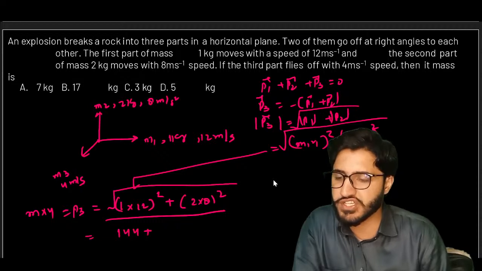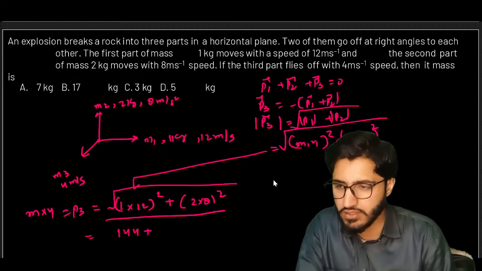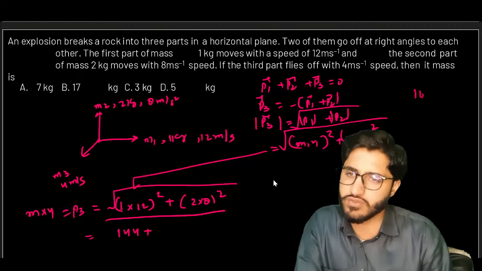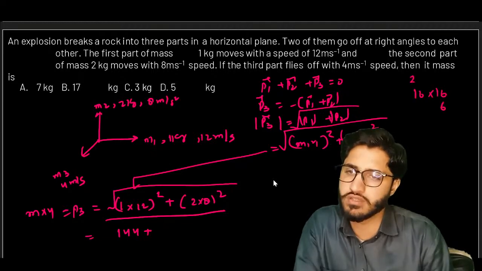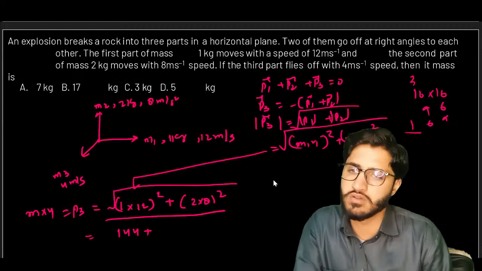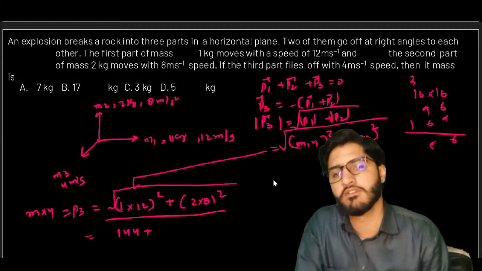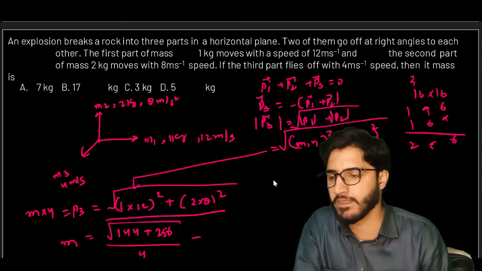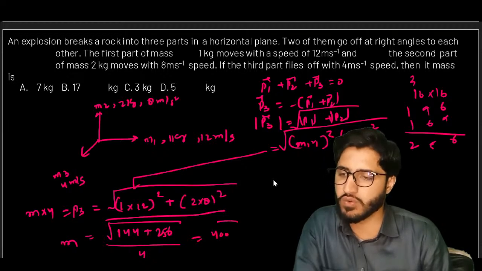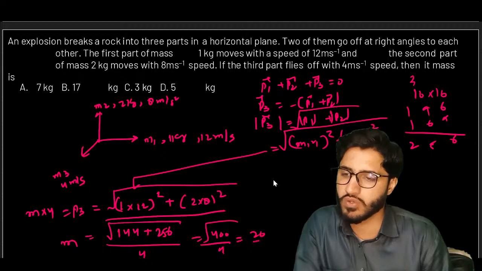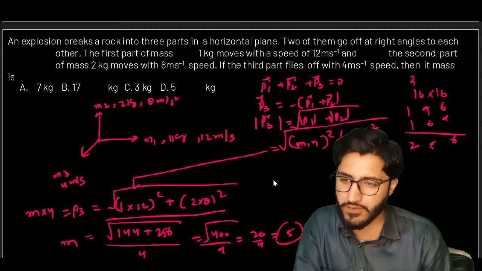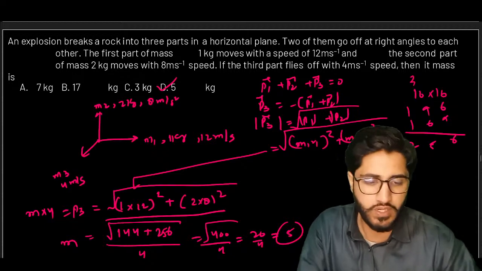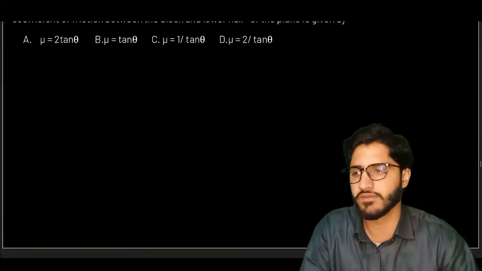144 plus 16 square, which is 256, root of whole, divided by 4 equals m. It is root of 400 divided by 4, that is 20 by 4. So my answer is 5. D, 5 kilograms is my answer. Easy now? Next one.